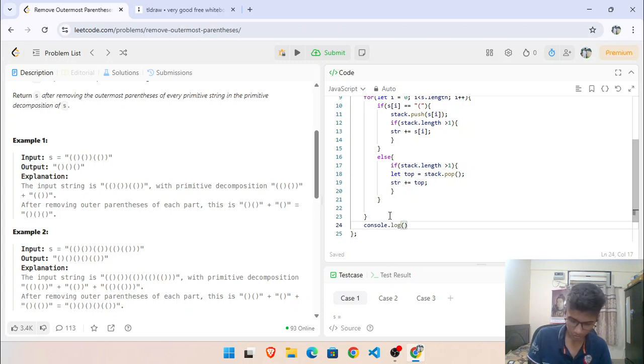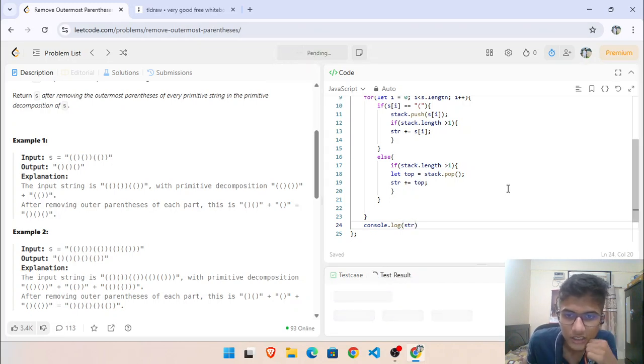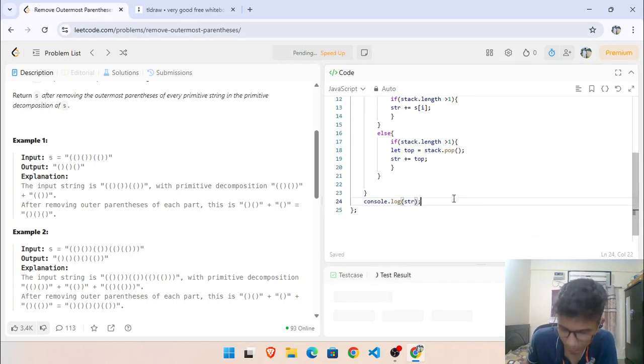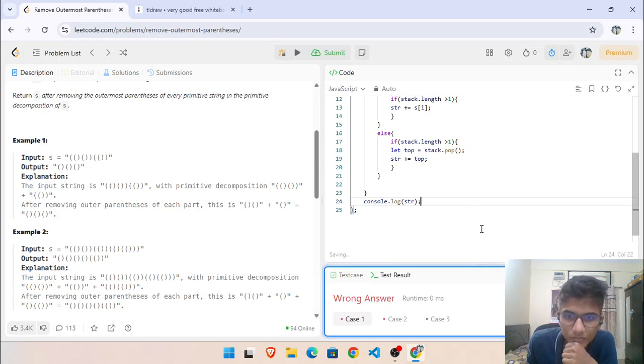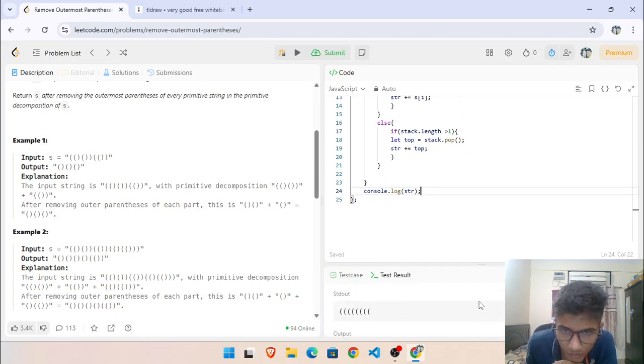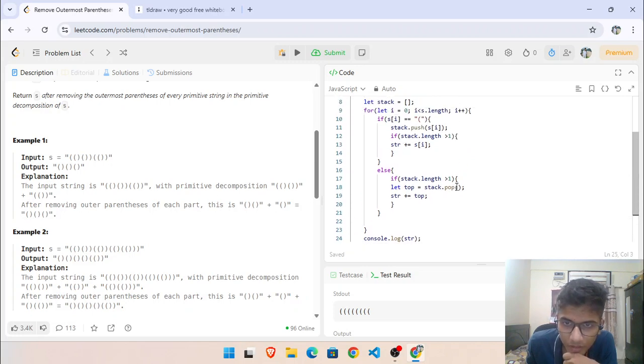So before running it, let me check what my str is. Console.log. So this checking thing is very good. It is the best practice. You should also check this every time your code is running. See what we are getting. So this is behaving totally in the opposite way.